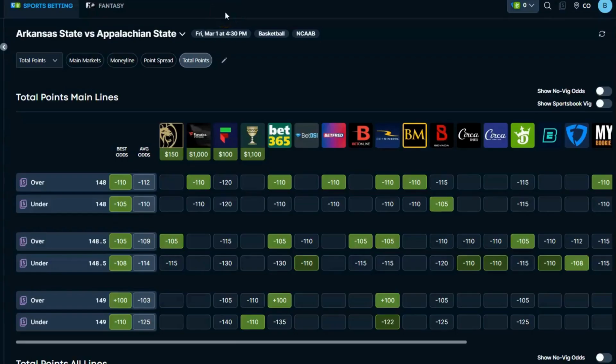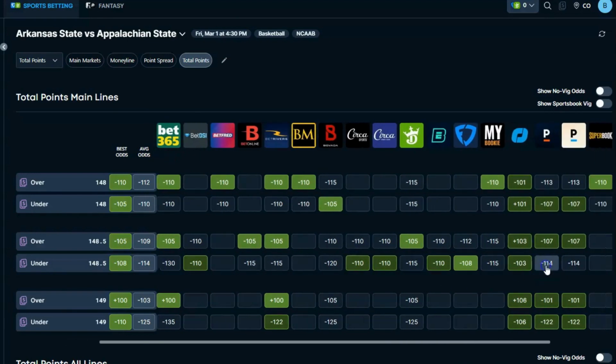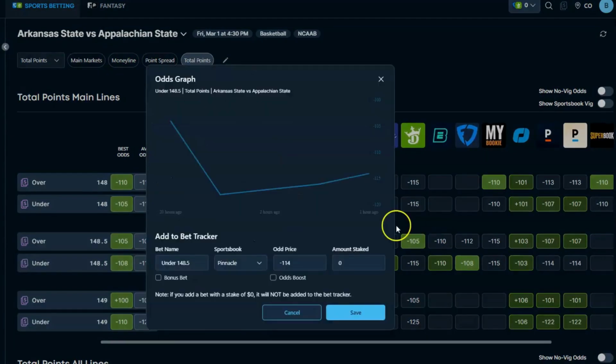Okay, here we go. Finally getting into some college hoops. Have a total for you here. And I like the under 148.5, -108 here at FanDuel. As you can see, best price in the market. I also like the fact that at -114, Pinnacle's a little higher. Plus, they got a little bit of movement down from the initial opening 20 hours ago. So they went from -104, dropped about 14 cents. They got a little bit of recovery there, but I like this direction. I like this drop with Pinnacle.